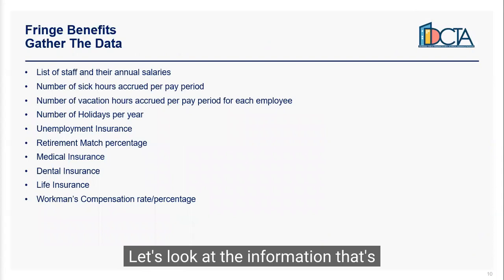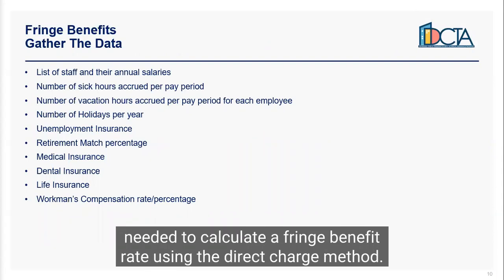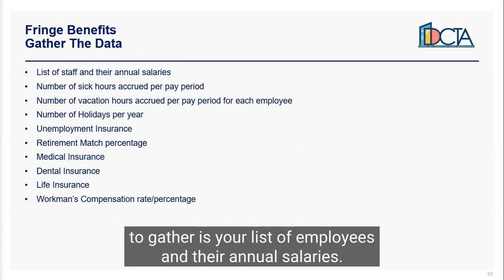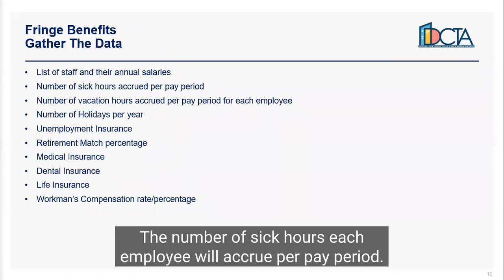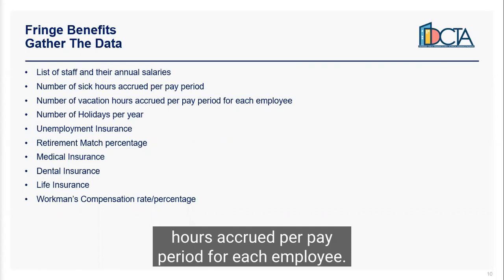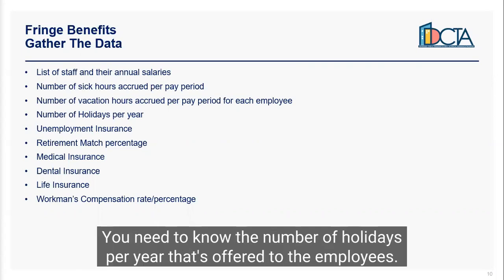Let's look at the information that's needed to calculate a fringe benefit rate using the direct charge method. Some information that you'll need to gather is your list of employees and their annual salaries, the number of sick hours each employee will accrue per pay period. You'll need to know the number of vacation hours accrued per pay period for each employee. You'll need to know the number of holidays per year that's offered to the employees.